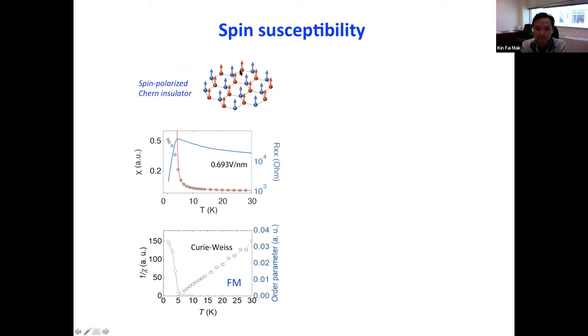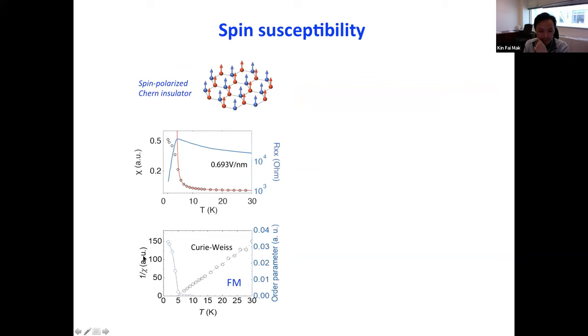First, let me just compare the spin susceptibility measurement for both the Chern insulator and this anti-ferromagnetic insulator. First, let me go to the Chern insulator. This is a measurement of the magnetic susceptibility chi. You can see that the magnetic susceptibility will just diverge at the Curie temperature.